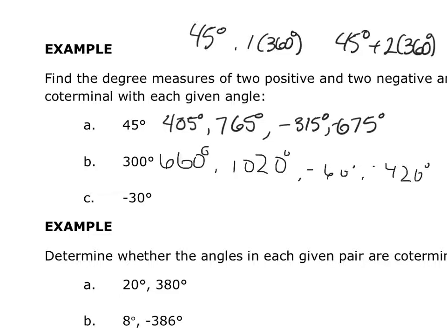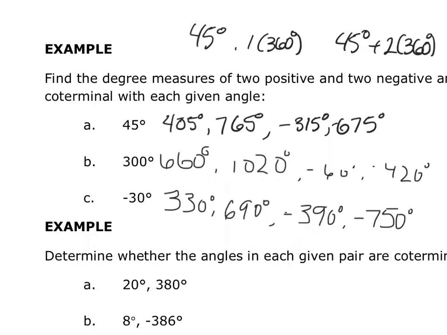Yes, what'd you get for the 2 positives? 330 and 690. Again, what I'm doing is I'm adding multiples of 360. Who would like to give me the negatives on this? Thank you. What did you get for the negatives? Negative 390 and negative 750. Would anybody like to go over any of these?